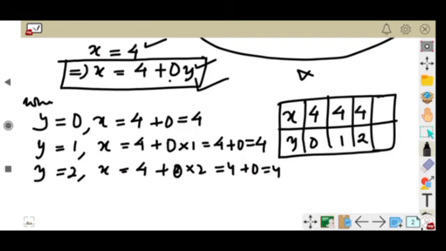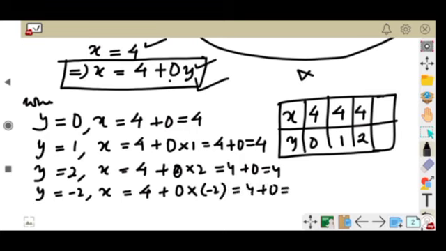If I take minus 2, when y is minus 2, what will be the value of x? The value of x will be 4 plus 0 into minus 2. Then we get 4 plus 0, which is 4. So whenever we take any real value of y, we always get the value of x as 4, 4, 4, 4 only.